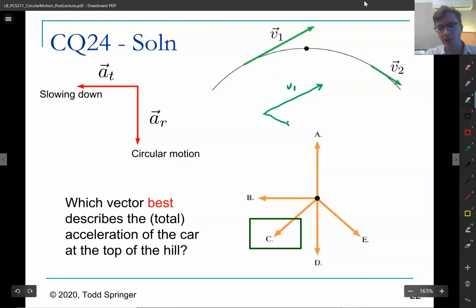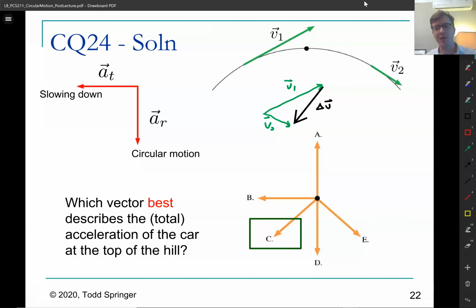What's the direction of the change in the velocity? The change in the velocity goes from one end to the other, like this. So this is delta v. And remember, the change in the velocity, the direction of that, is the same as the direction of the acceleration. You still get an answer which points down and to the left, which is choice C.